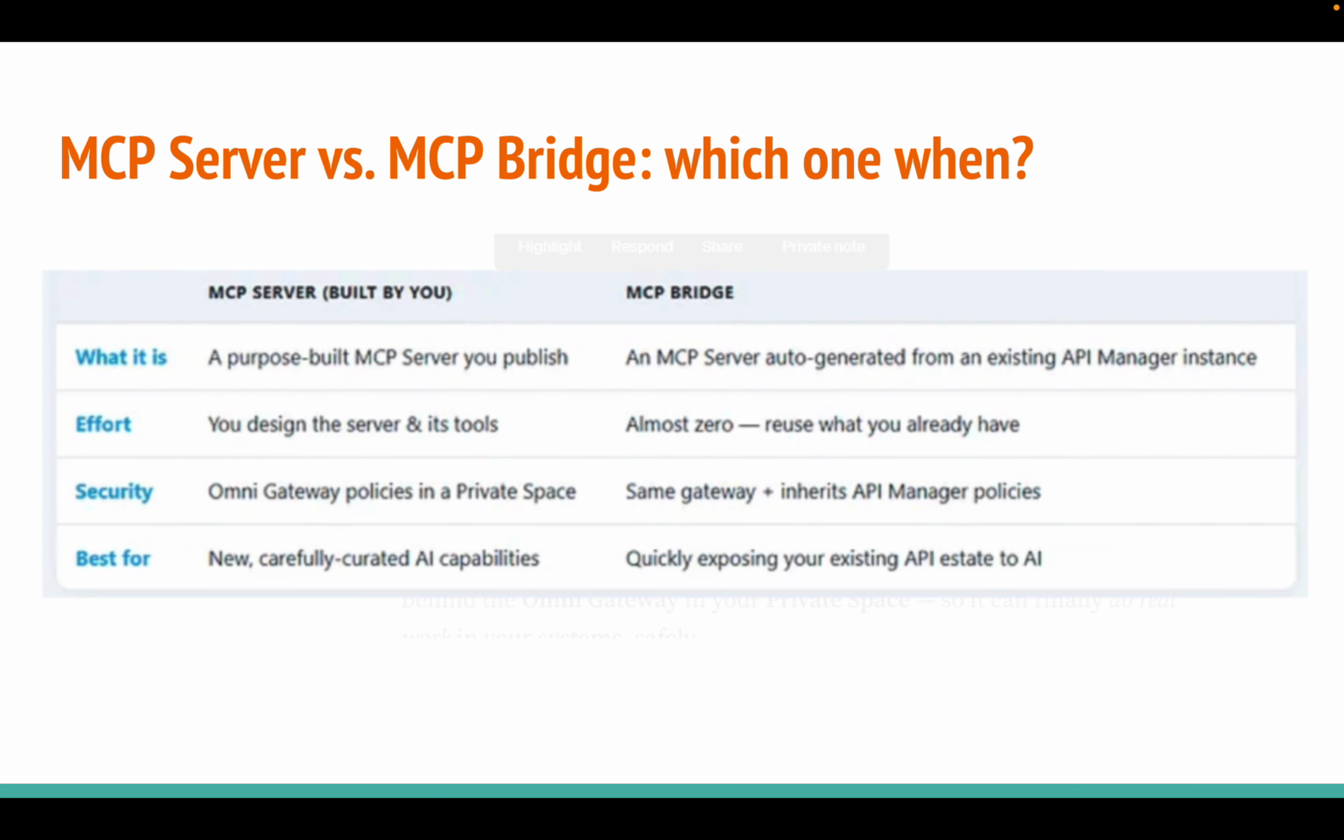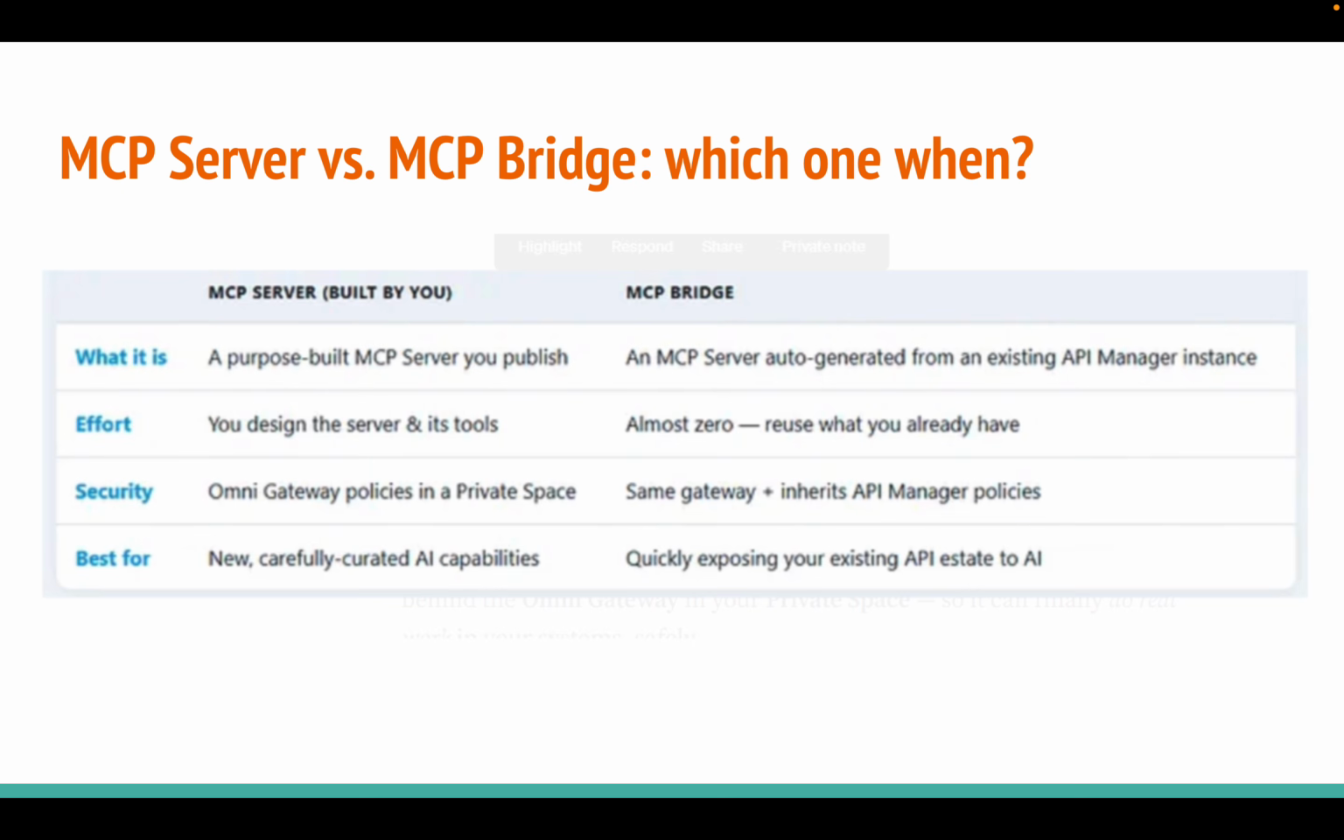With the MCP server, definitely you have to do the code changes and build your MCP listeners and everything. For the MCP bridge it's completely configuration, it's auto. With a few clicks your MCP server is ready, right? Definitely you can apply the Omni Gateway on both sides, on the MCP server and the MCP bridge. MCP server is best whenever you are creating new flows, or carefully curated AI capabilities. If you have an existing API and you want to build an MCP server on top of it, you can simply go for the MCP bridge.